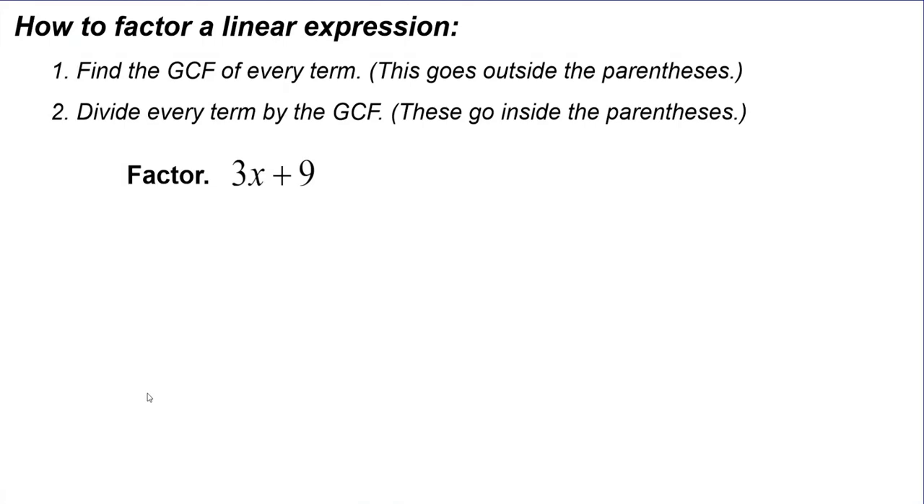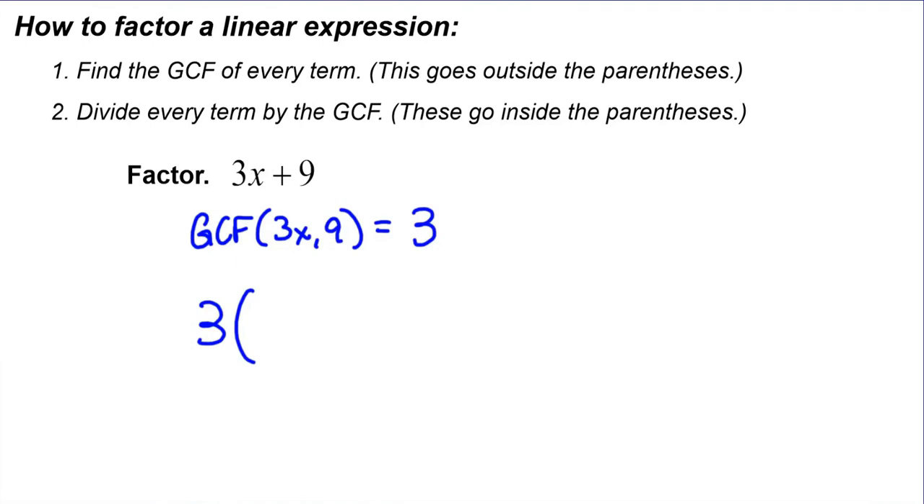So let's factor 3x plus 9. The train of thought here is, what did this look like before the distributive property? Well, the first step is find the greatest common factor. The greatest common factor of 3x and 9 is 3. That means both of these terms could have been multiplied by 3. So I'm going to put that outside the parentheses. 3 times what now would give me 3x plus 9? Well, 3 times what would give me 3x?